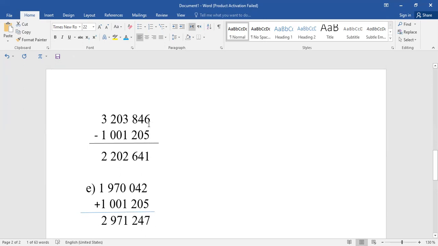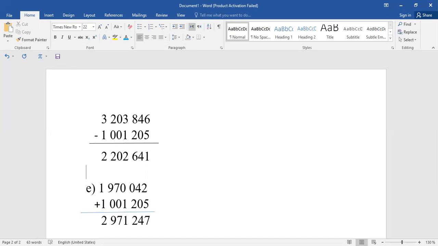And I will be doing the subtraction here. So when I subtract 5 from 6, I'll get 1. 0 from 4 will be 4, and 2 from 8 will be 6, 1 from 3 will be 2, 0 subtracted from 0 will be 0, 0 from 2 will be 2, and 3 minus 1 is 2.